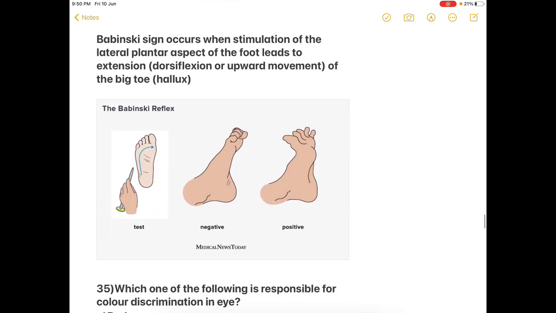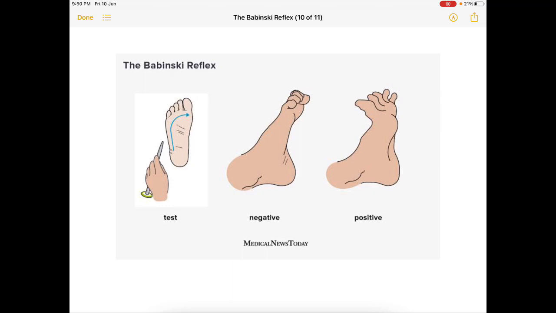Babinski sign occurs when stimulation of the lateral plantar aspect of the foot leads to extension, dorsiflexion or upward movement of the big toe. This is Babinski sign. It is positive in newborns and is normal, and in adults if it is positive it is considered abnormal. This is also a very commonly asked question.